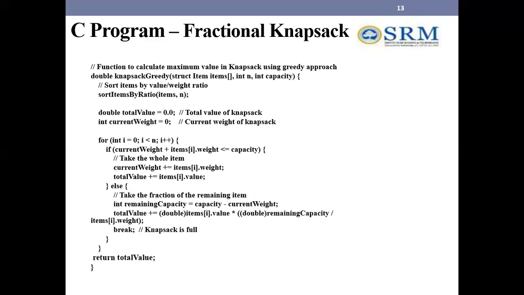Now, this is the code for knapsack greedy. After sorting, we are taking the items one by one from the sorted list. Initially, the total value is 0.